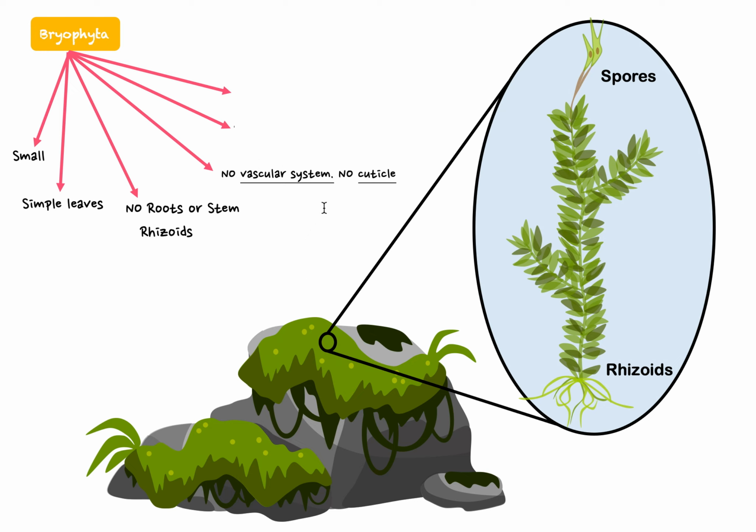Why? Because a vascular system is only useful for plants that are tall, because we know the nutrients come from the soil. So a tall plant will need the nutrients to be sucked up from the soil and brought all the way to the top of the plant. But since these plants are short, they can just absorb water from the air.